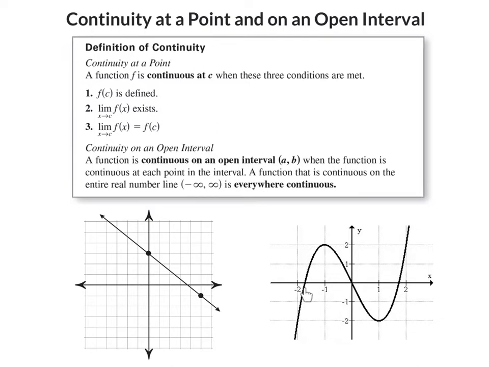So for example, from here all the way up to here, that's continuous. I didn't pick up my pencil. There's no breaks, jumps, gaps, holes, pointy things, anything that makes it discontinuous.